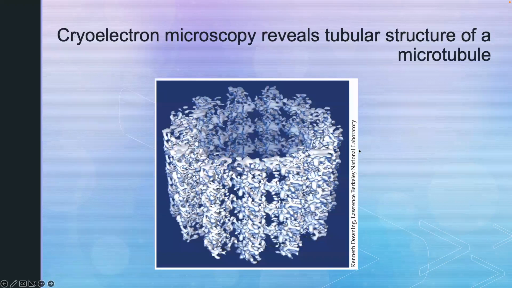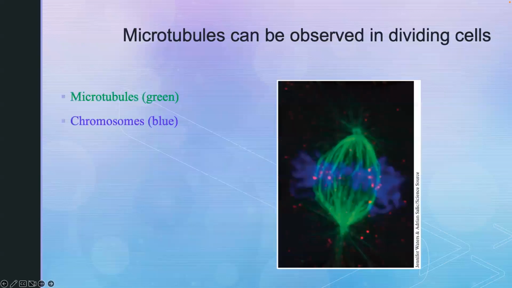This is a really neat picture showing cryo-EM, showing that tubular structure of a microtubule. And so hopefully we've all heard about microtubules. Microtubules can be observed in dividing cells. Here you can see the microtubules in green, aiding in the pulling apart of the chromosomes that you can see in blue.